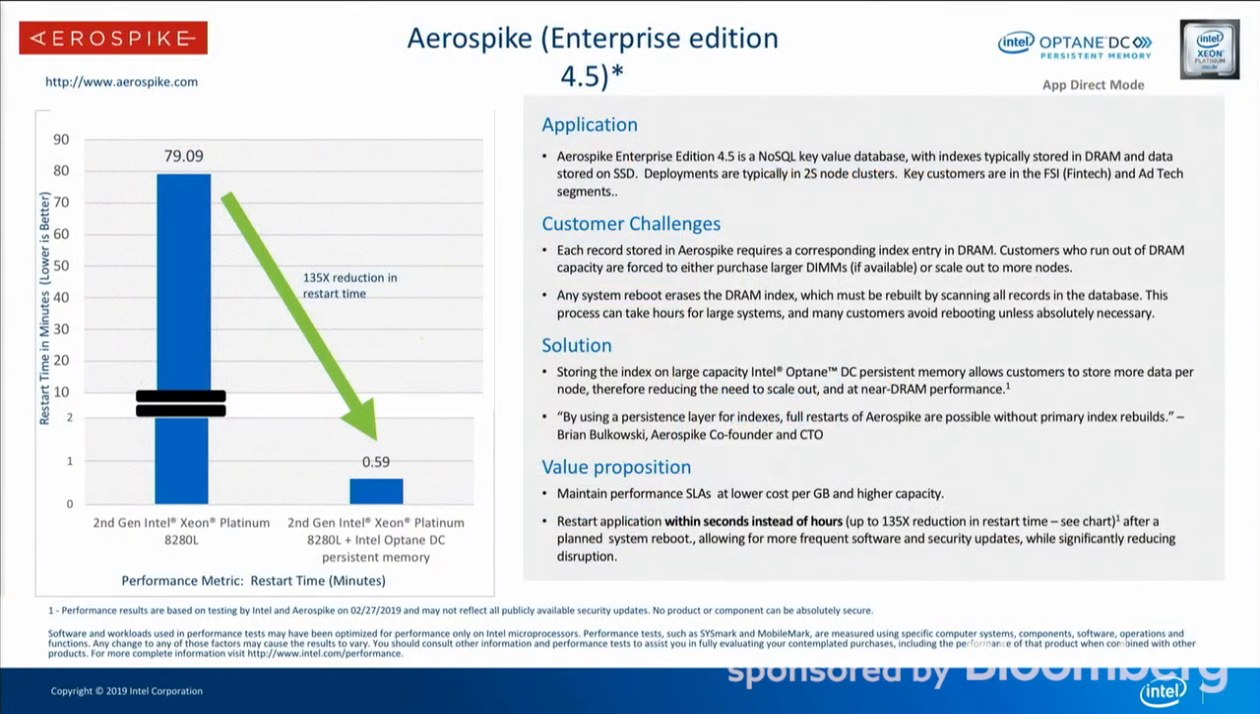Aerospike is another example that used this for the very same effect, using App Direct mode to use the Optane persistent memory to store their index. As a matter of fact, the second bullet point under solution, the quote from Brian Bulkowski, describes what they're doing. By using a persistent layer for their indexes, the full restart of Aerospike is possible without a primary index rebuild. So those are two similar examples of using this persistent memory pool in a new way.